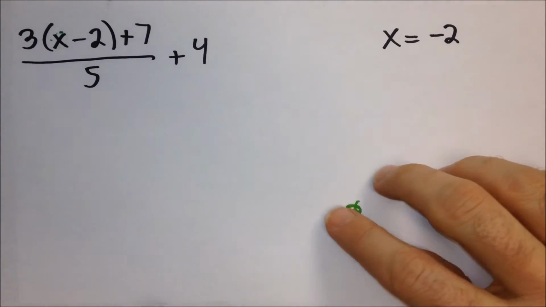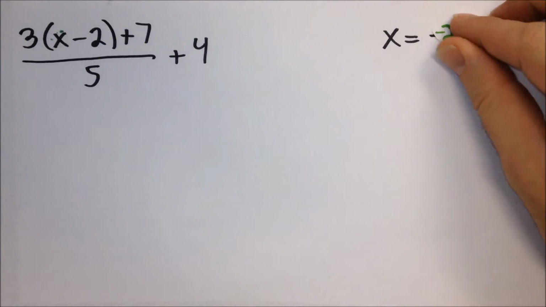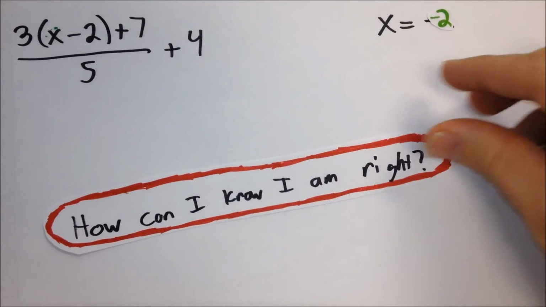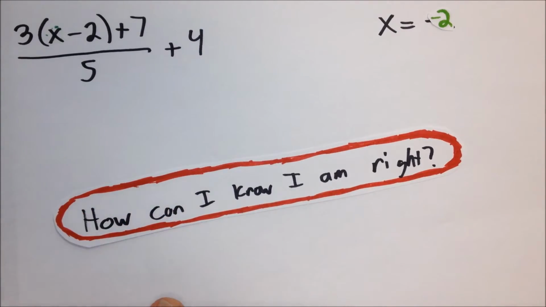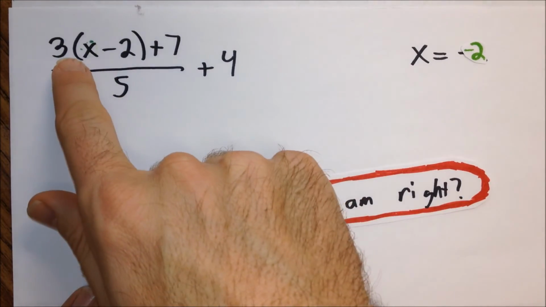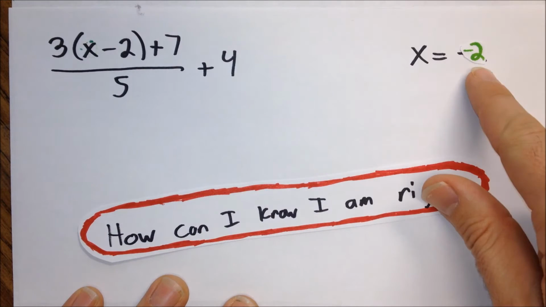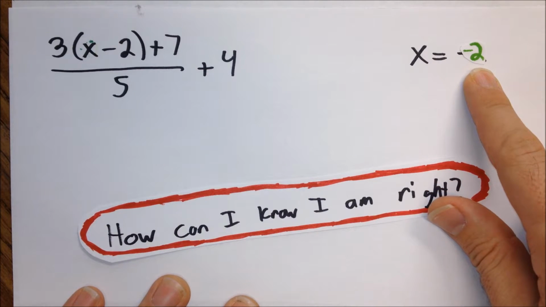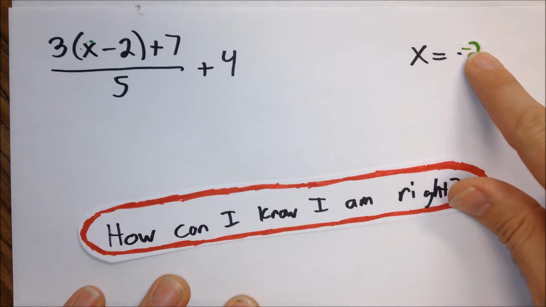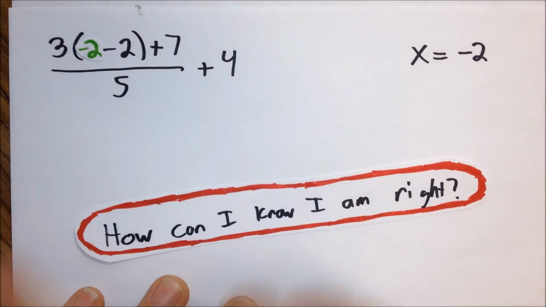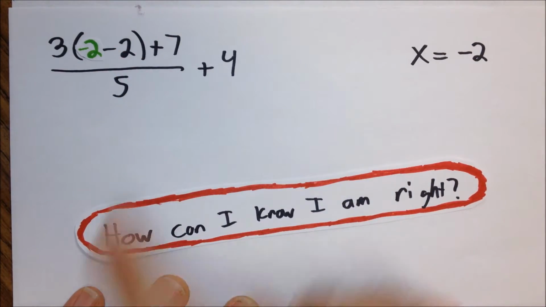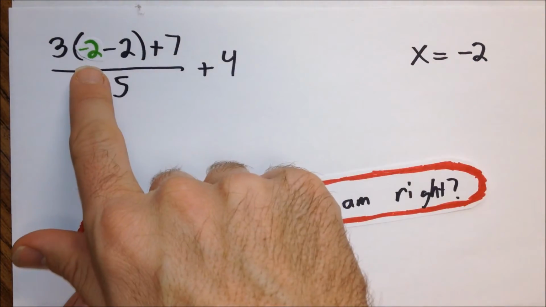So let's come over here and look at this problem. Give me just a second to set up. So we'll notice that, how can I know I'm right? Well, the answer is, you know you're right if you have this equation, and we take our x that we just found. So we found our solution was x equals negative 2. And we want to take this negative 2 and put it in for x, just like that. So our negative 2 gets replaced for x.